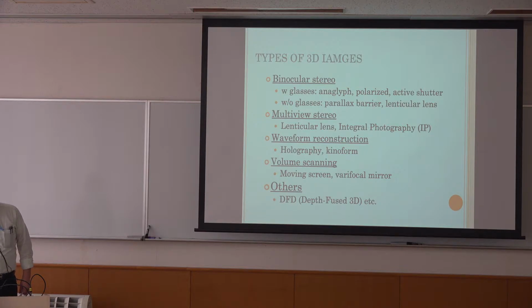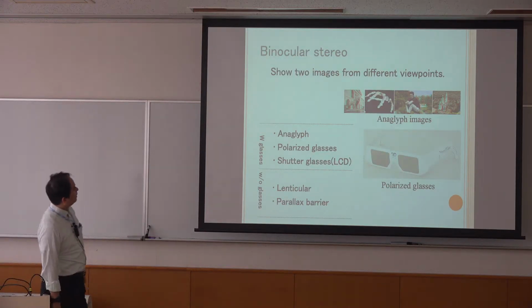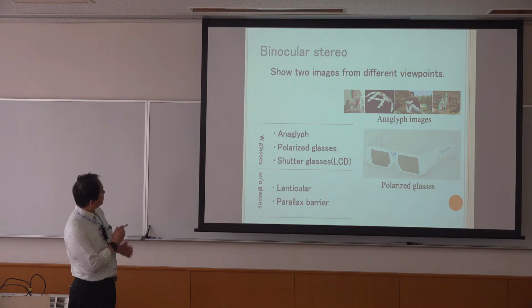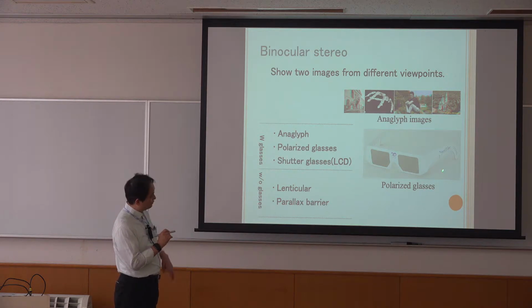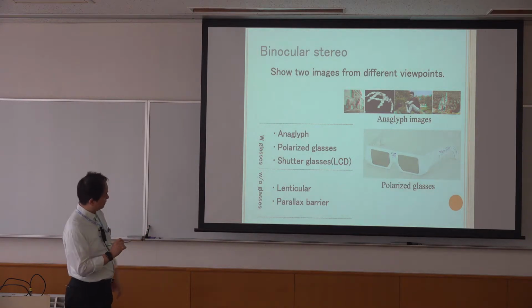Okay, I'll introduce another type of stereo. This is based on binocular stereo, showing two images from different viewpoints. Maybe you've seen this kind of red and blue image. This integrated image is separately viewed using 3D glasses, red and blue glasses. This is called anaglyph images. This is very common. Okay?